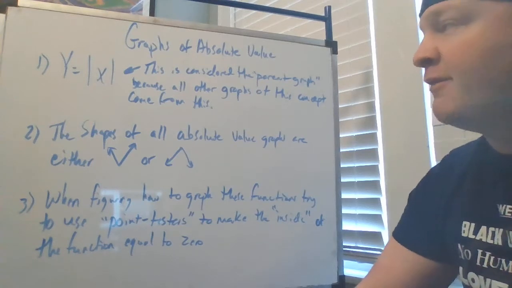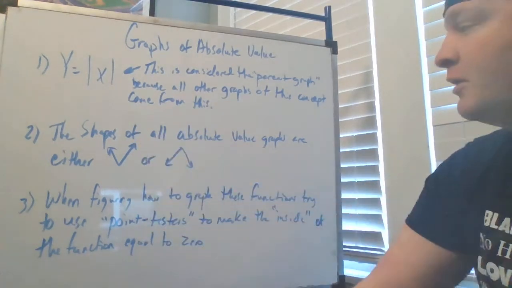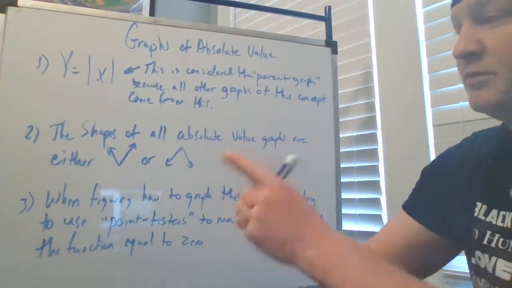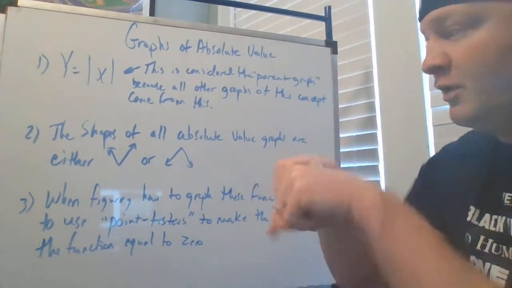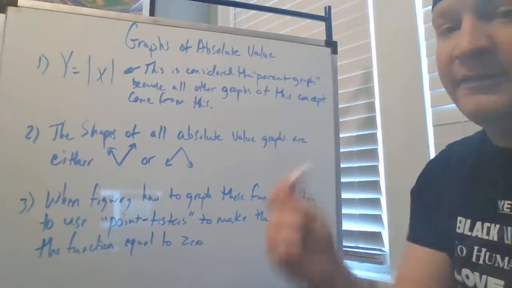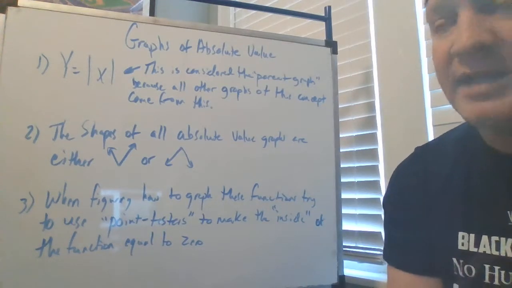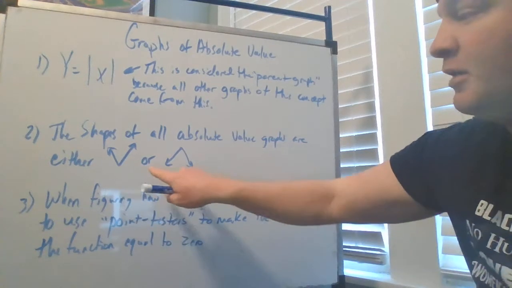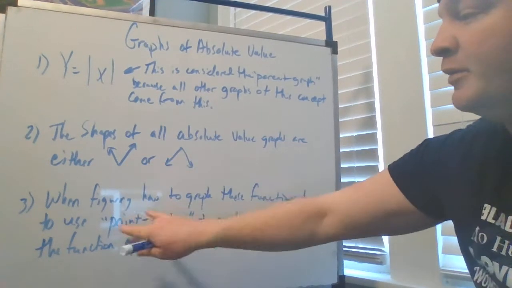The shape of every single absolute value graph is either a right side up V, or a facing down V. And it's a V, not a U. And when we get to quadratics later on, you'll see the difference between why this one is a sharp V, either upside down or right side up.